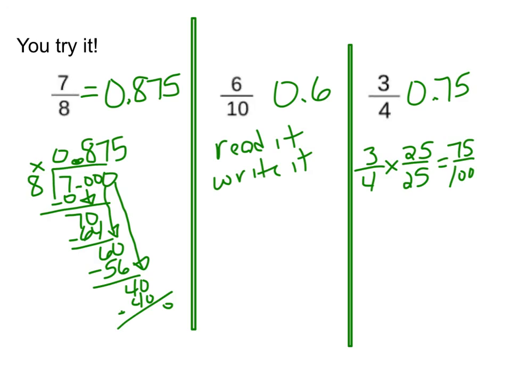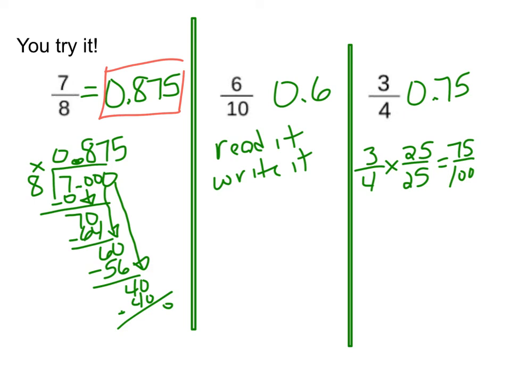Okay, hopefully you were able to try it. So here are your answers, and the first one, your answer should have been 0.875. I went ahead and divided that because I couldn't find an equivalent fraction and I couldn't just read it. For the second one, I just read it and wrote it as a decimal, so 6/10 would be 0.6. And then the last one, I went ahead and scaled up in order to find that it was 75/100.